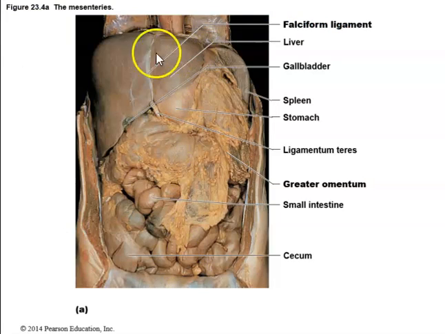This picture shows the liver. You can see this ligament right here, the falciform ligament. And then you can see the ligamentum teres, also known as the round ligament, coming off of the falciform ligament. And we'll talk about the embryological significance of the ligamentum teres in a bit. And then we see that fatty apron being a remnant of the dorsal mesentery. So this is the greater omentum.